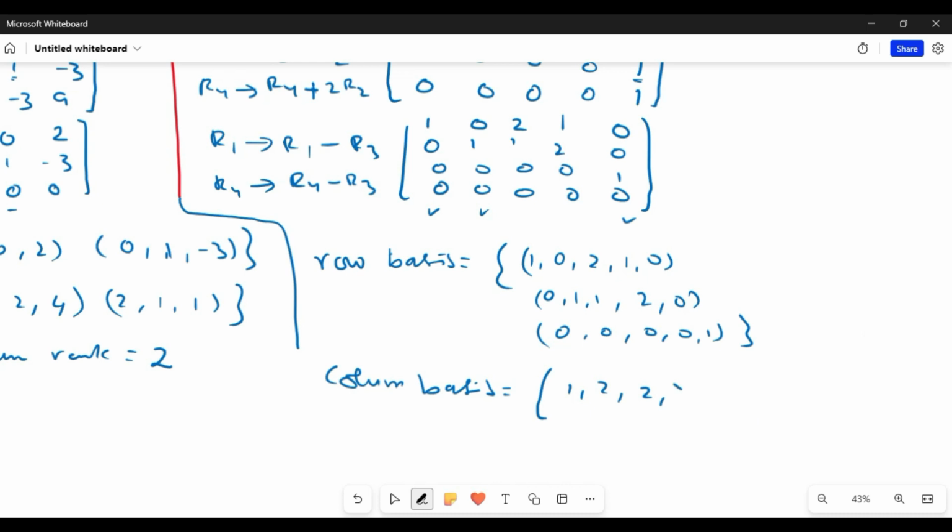Column basis will be 1 2 2 3, the first vector. The second vector will be 1 3 3 1. The third vector, the fifth column, 1 2 3 4. They are members of R power 4. So this is the basis which spans a subspace of R power 4. This is called column basis.